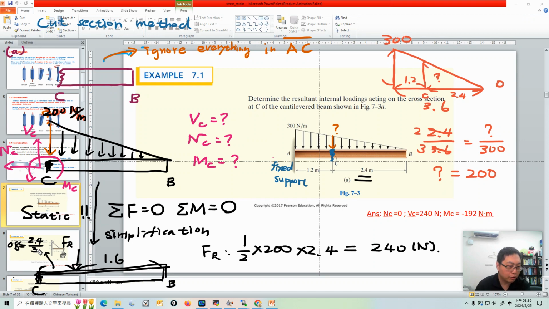So we have the resultant force and the position of the resultant force. Don't forget what we have: normal force, shear force, and moment at C. With all this information, I think we can solve everything here. So let's erase something here.